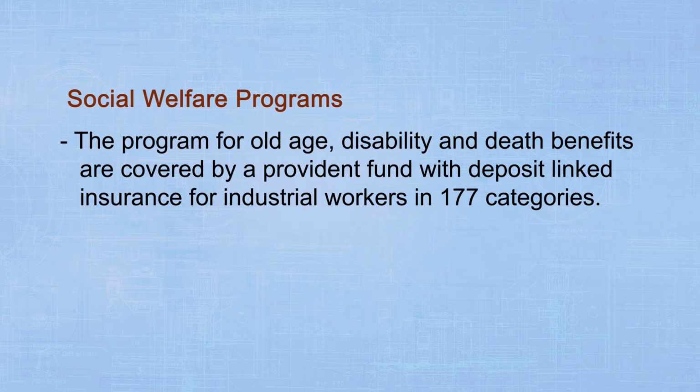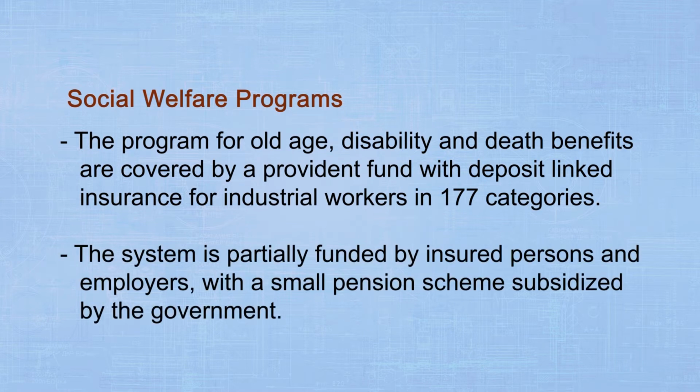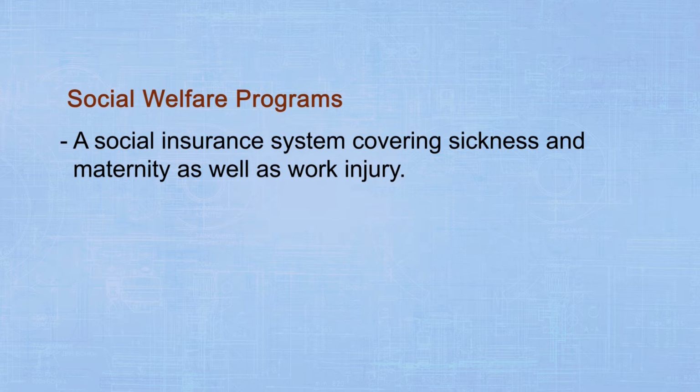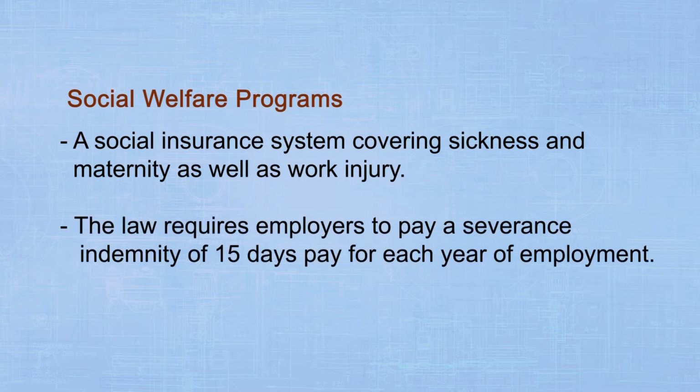The program for old age, disability and death benefits are covered by a provident fund with deposit linked insurance for industrial workers in 177 categories. The system is partially funded by the insured persons and employers, with a small pension scheme subsidized by the government. There is a social insurance system covering sickness and maternity as well as work injury. The law requires employers to pay a severance indemnity of 15 days pay for each year of employment.